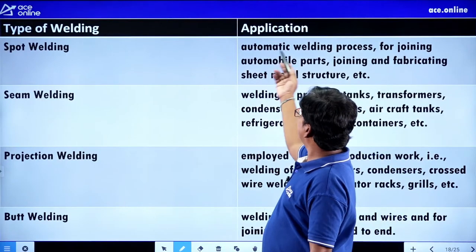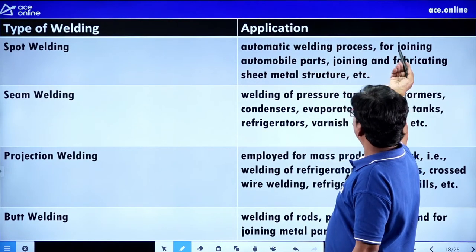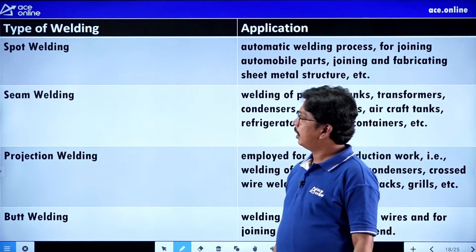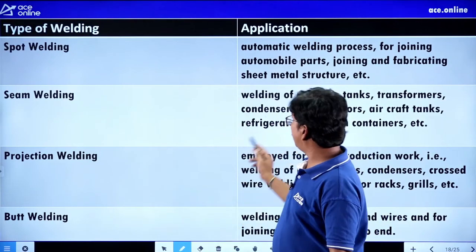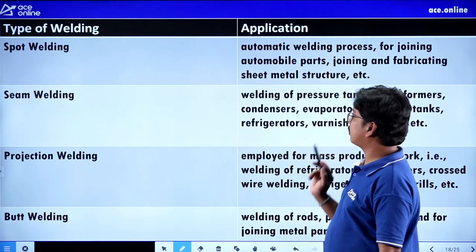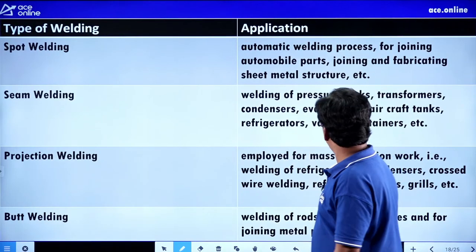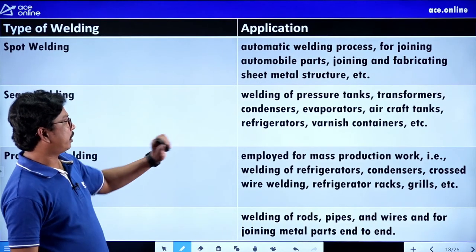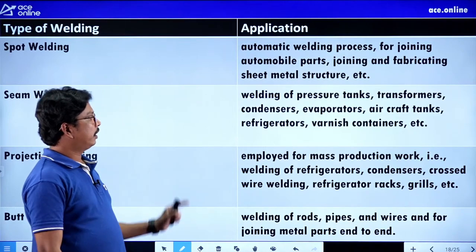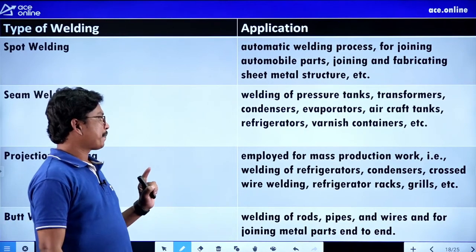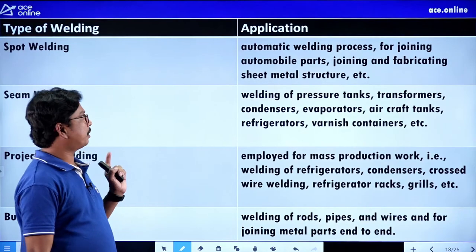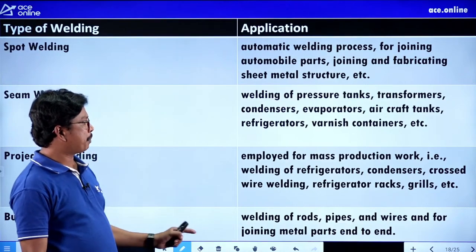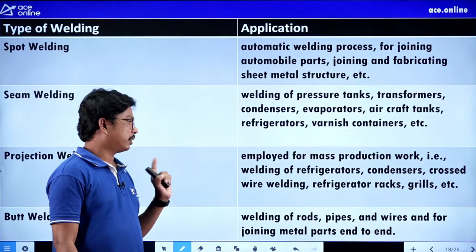So spot welding is an automatic welding process, used for joining automobile parts and fabricating sheet metal structures. The next one is seam welding, used for welding of pressure tanks, transformers, condensers, evaporators, and aircraft tanks. The projection welding is employed for mass production work, that is welding of refrigerators, condensers, crossed wire weldings, refrigerator tanks, grills, etc. And butt welding is used for welding of rods, pipes and wires, and for joining metal parts end to end, right?